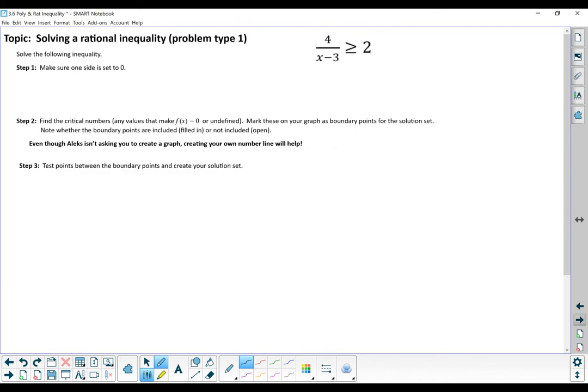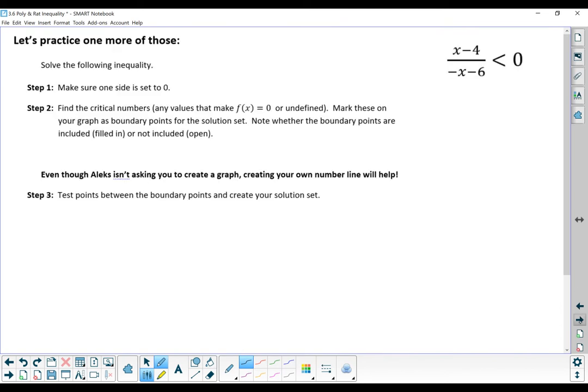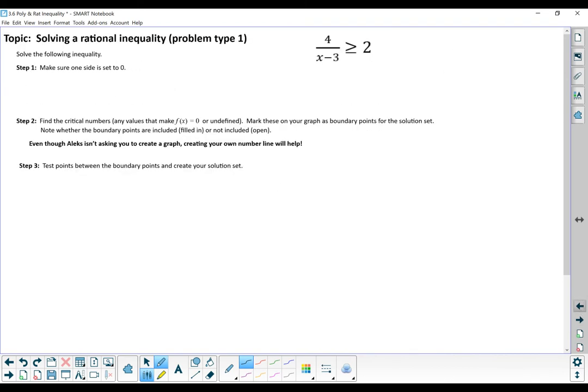Okay, the last topic is solving a rational inequality, and we're going to do two examples of that because it is a little bit tricky. So for starters, in this topic, I think in the other topic, you almost always have it equal to 0 to start with. But in this topic, it's not. So we are going to have to manipulate our equation a little bit so that we are comparing to 0. So I'm going to subtract 2. So I have 4 over x minus 3 subtract 2 is greater than or equal to 0.